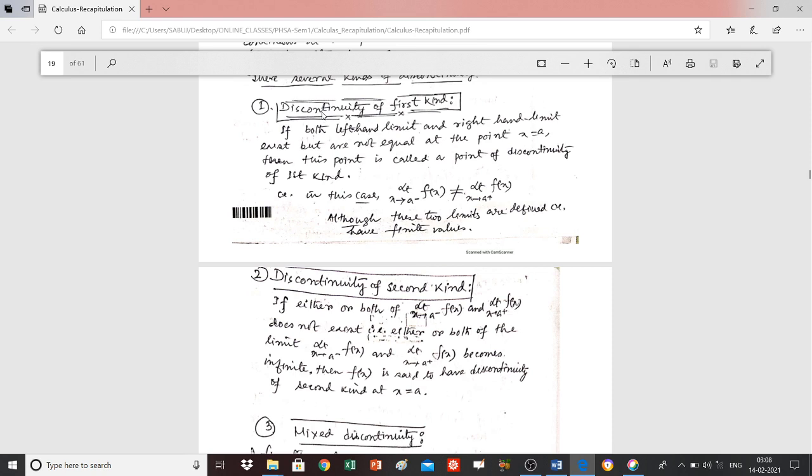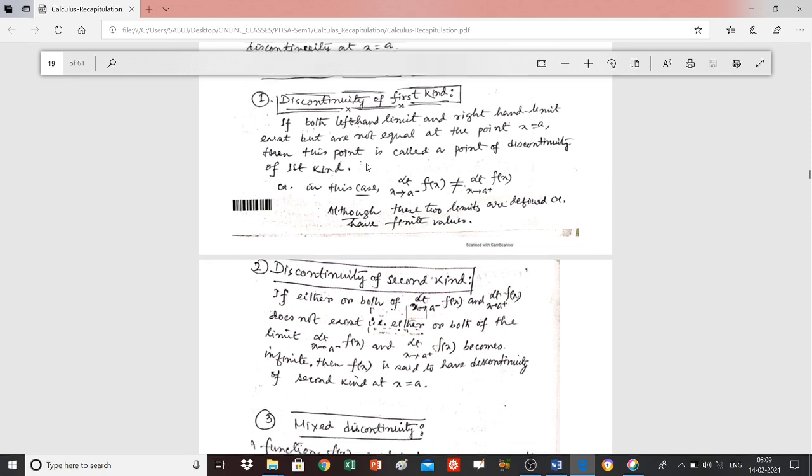First one is discontinuity of the first kind. So what is that? If both the left hand limit and right hand limit exist but are not equal at the point x equal to a. So you have given a function f(x), you have calculated the left hand limit and also the right hand limit, and if they are not equal to each other, then the discontinuity is said to be of the first kind.